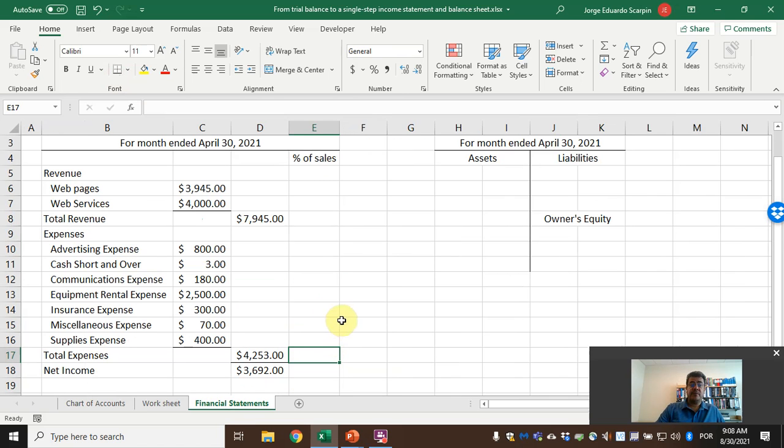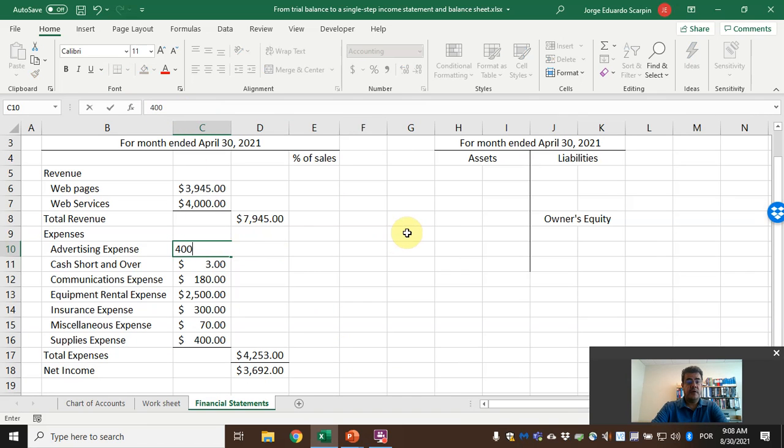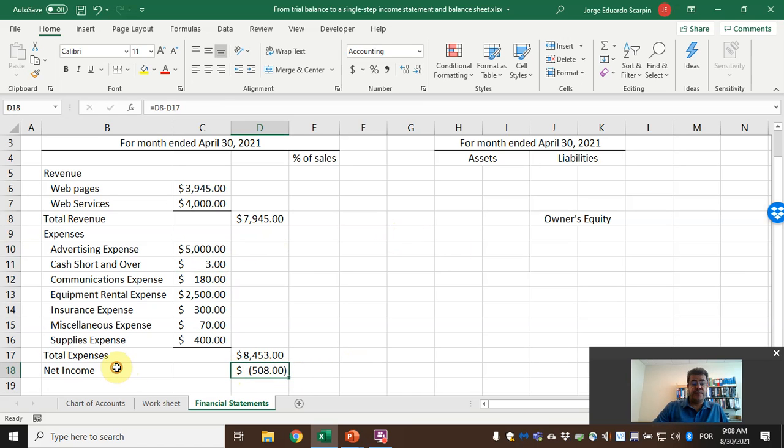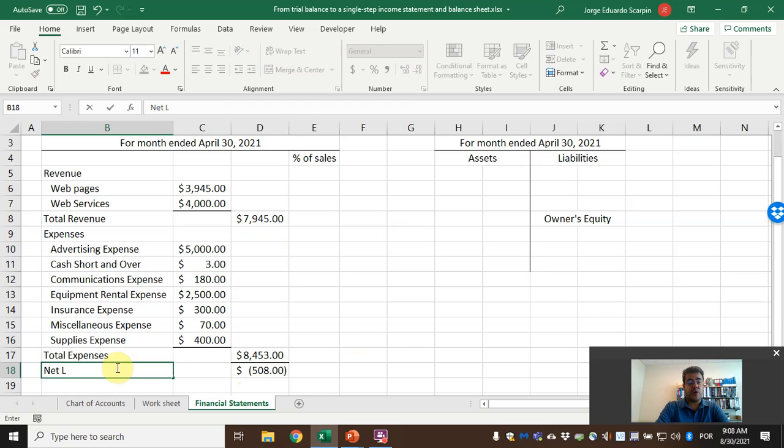What if expenses are greater than revenues? For instance, an advertising expense instead of 800, 5,000. Then it will be negative, and instead of net income, we call it net loss. Okay, so we work with negative numbers. On financial statements, we work with negative numbers.